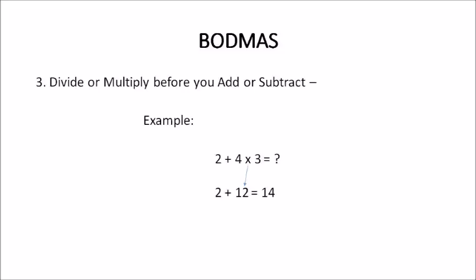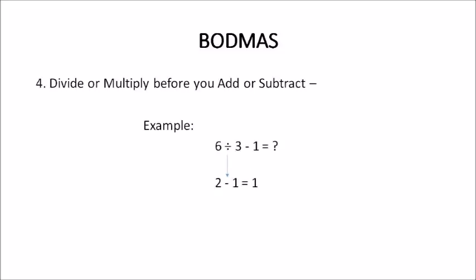Okay, in this example, you have 6 divided by 3 minus 1. So you've got division and subtraction. Which do you do first, division or subtraction? According to BODMAS, simple, it's division. Okay, B-O-D-M-A-S. So D comes first, or before S. So 6 divided by 3 is 2. Then you bring down minus 1.